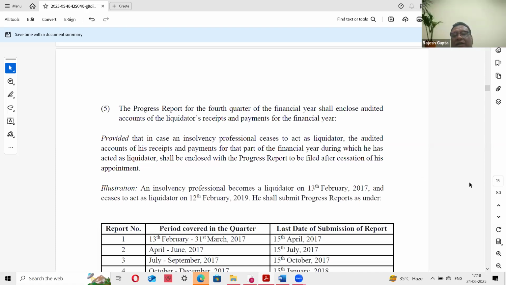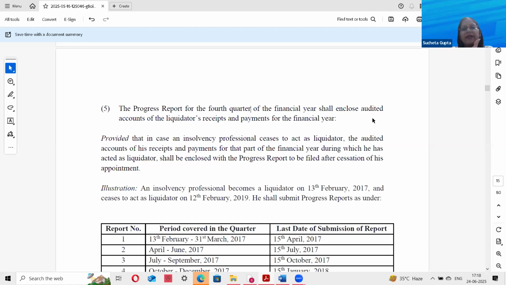Madam, whether audit is required for the earlier period, which has not been completed during CIRP? In normal circumstances, whether the liquidator is required to obtain the audit reports for the earlier years, if no audit has taken place in earlier years?